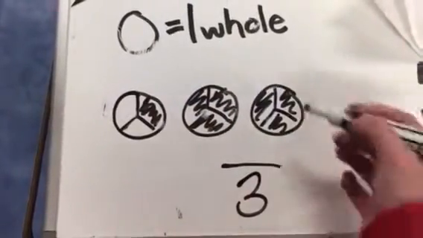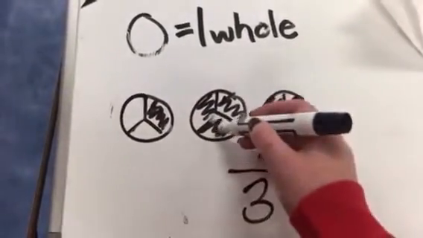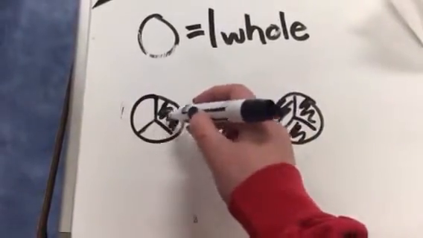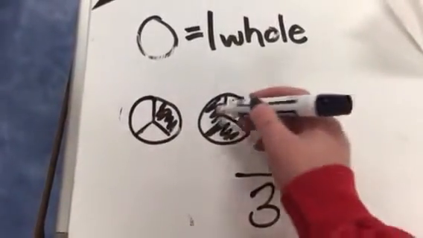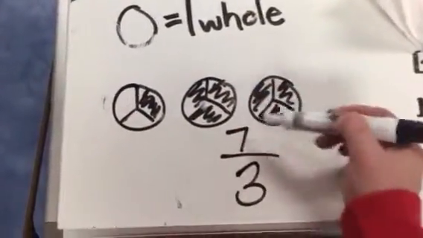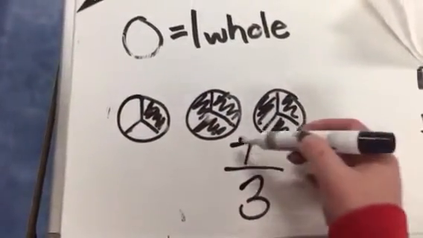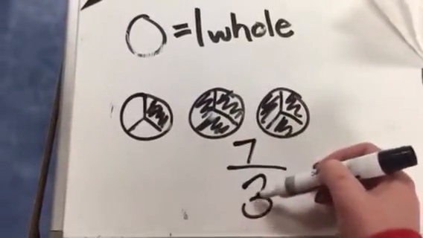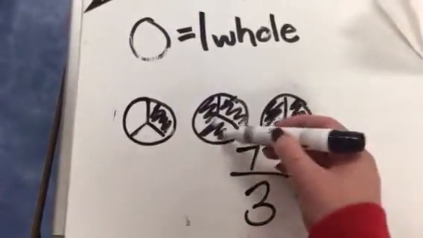So the numerator is how many shaded? 1, 2, 3. 1, 2, 3. 1. So that's 1, 2, 3, 4, 5, 6, 7. 7 pieces shaded. So this picture represents 7 thirds, because I have 7 pieces, but they're all the size of thirds. Okay, I have 3 in each whole.